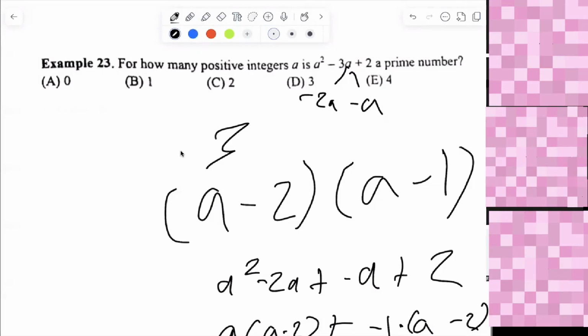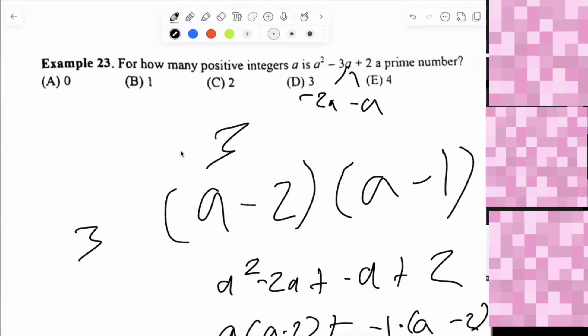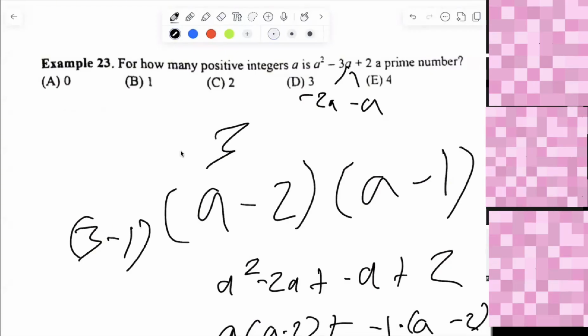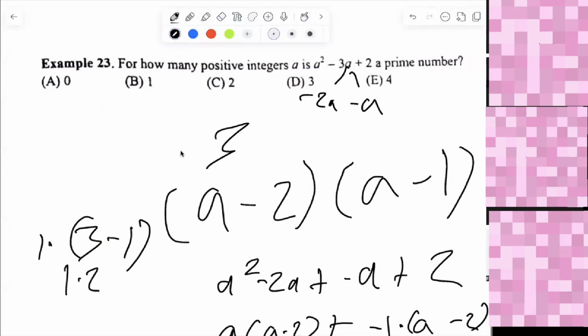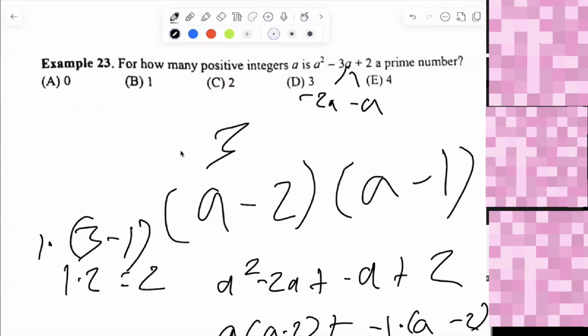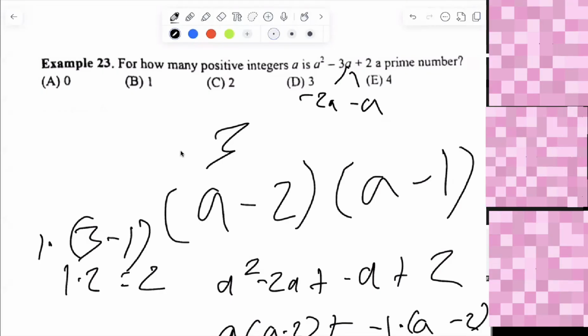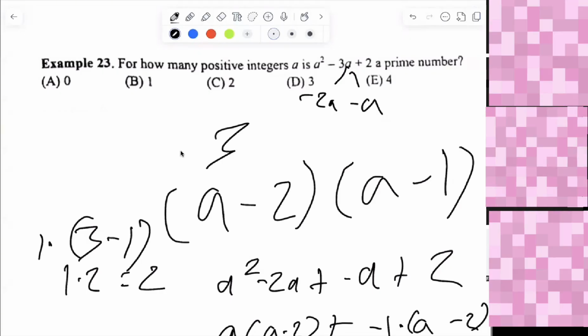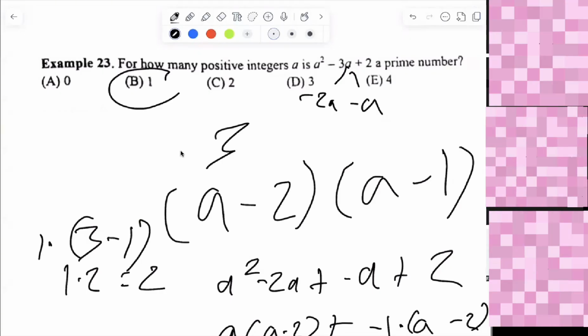Alright? 3 minus 2 is equal to 1, and 3 minus 1 is going to be 2. 1 times 2 is equal to 2. So that is indeed a prime number. Let's see if we can get any more. 4 minus 2 is just 2. 4 minus 1 is just 3. That is not a prime number. And if you continue on, you'll see the same exact pattern. So there's only one possible way, or a.